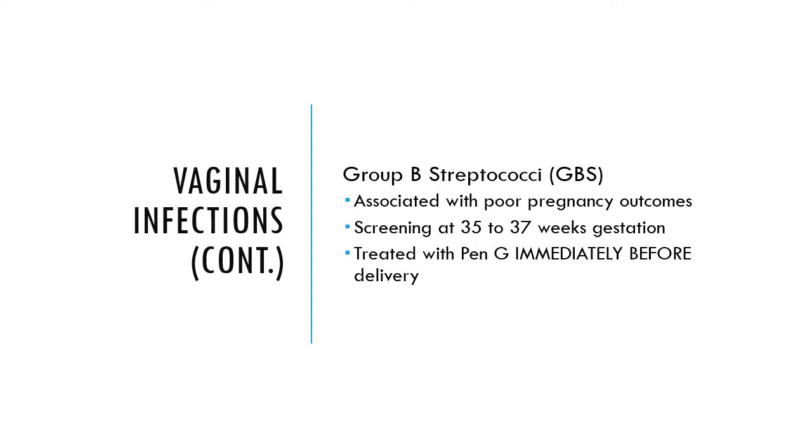And then the last vaginal infection that we are going to talk about, we have talked about it a few times during class, but I want to review it one more time with you guys, is Group B streptococcus, or GBS. This is associated with poor pregnancy outcomes. They can have preterm birth or premature rupture of membranes. Remember that we do not screen for this until 35 to 37 weeks. And even though we screen for it at 35 to 37 weeks, we are not going to treat for it until immediately before delivery. Okay?